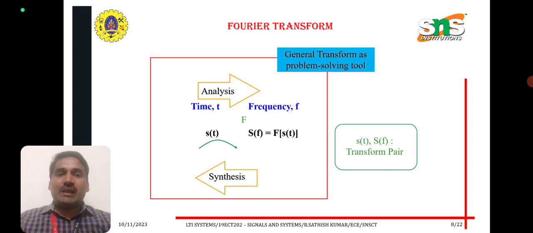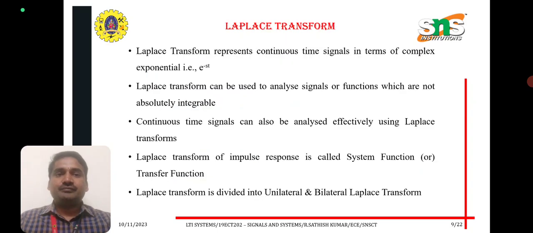Next, we can apply the analysis function and the synthesis function. When we apply s of t to the analysis function, it produces S of f. Then S of f can be applied to the synthesis function, which produces s of t. s of t and S of f form the Fourier transform pair.